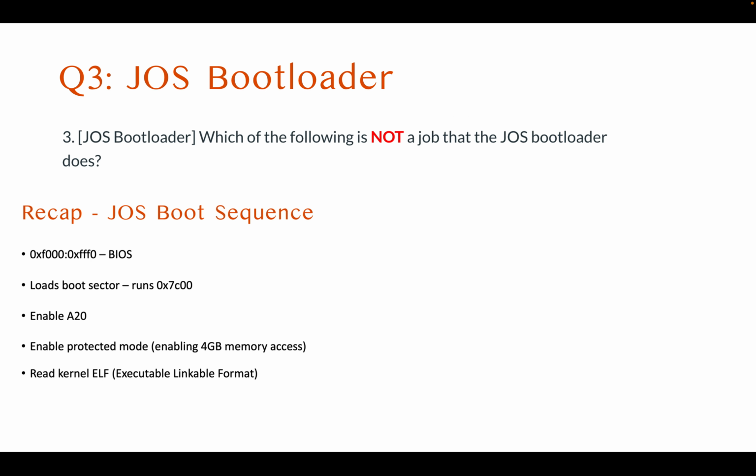Next one is about the JOS Bootloader. Which of the following is not a job that the JOS Bootloader does? This slide shows what the JOS bootloader does, and the first two things are done by the BIOS. So BIOS is loaded here, and then BIOS will load the bootloader at 7C00, and after that it will transfer the execution from BIOS to the bootloader. So these three things are done by the bootloader.